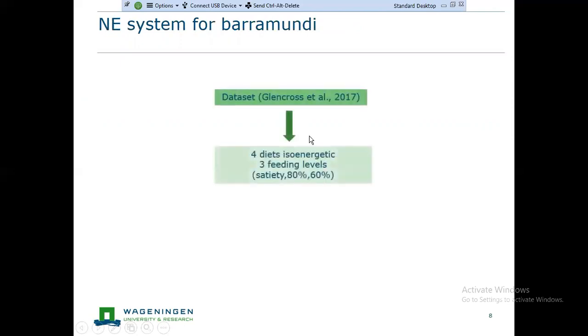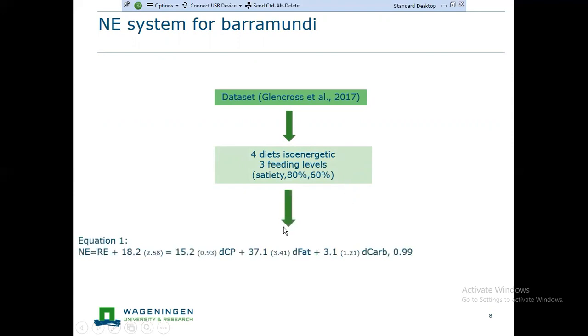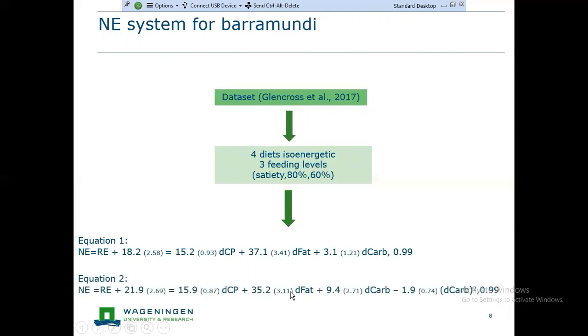From the dataset of Penrose, we have four isoenergetic diets at the 315 level, and from that we can generate the net energy equation for barramundi based on the linear relationship. But when we checked the curvilinear relationship for carbohydrates, the relationship was significant for quadratic. So we have another equation based on the quadratic relationship.